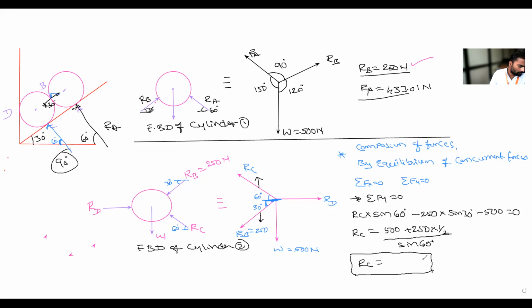No, once again check it. First do 500 plus 250 divided by 2. Okay, वो पहले करो, बाद में ही करो. 433.01? No. 720 something you will get. See, 250 into 1 by 2 करो पहले. 122.5. Plus 500. Okay, पहले वो करो, बाद में divide by sin 60 करो.